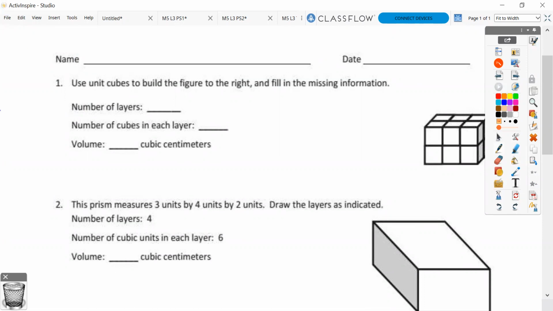And then it's asking you to draw on the bottom one. All right, do your best. Let me know if you need my help, and good luck today. Have a great day, guys.